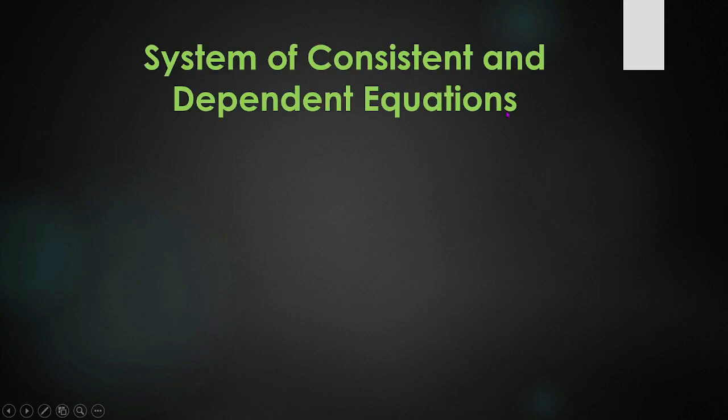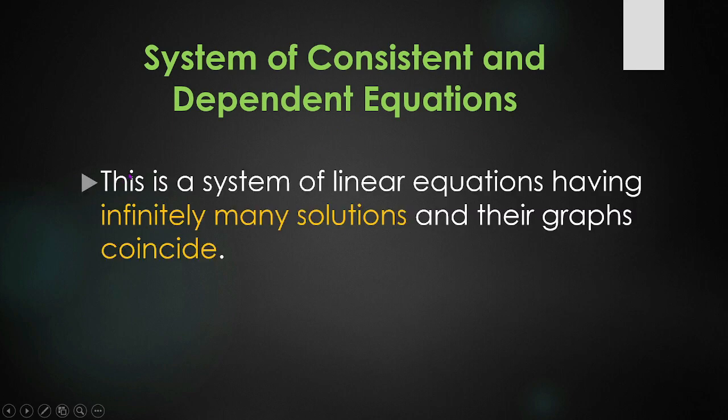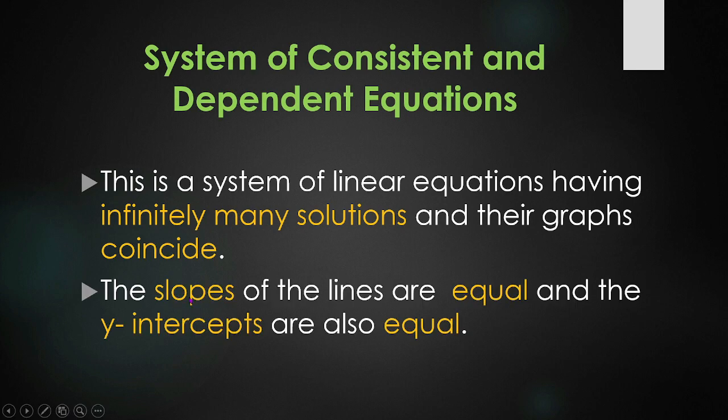Let us now proceed to the second kind of system of linear equations. This time, we are going to discuss the system of consistent and dependent equations. This is a system of linear equations having infinitely many solutions, and their graphs coincide. The slopes of the lines are equal, and the y-intercepts are also equal.